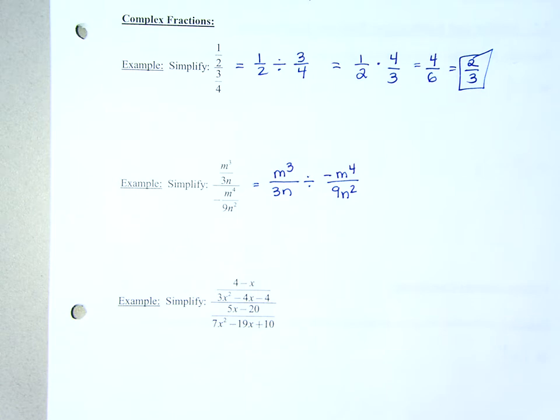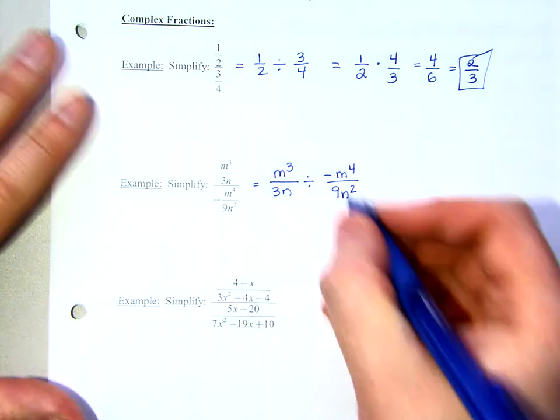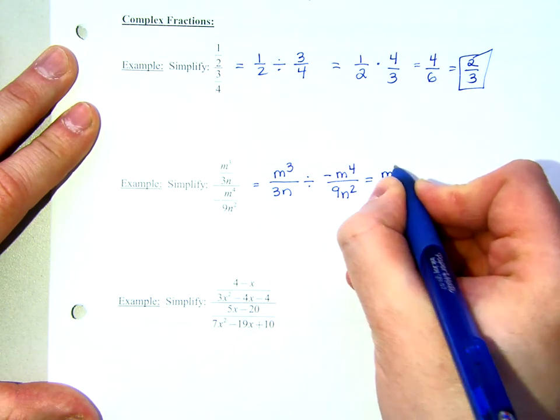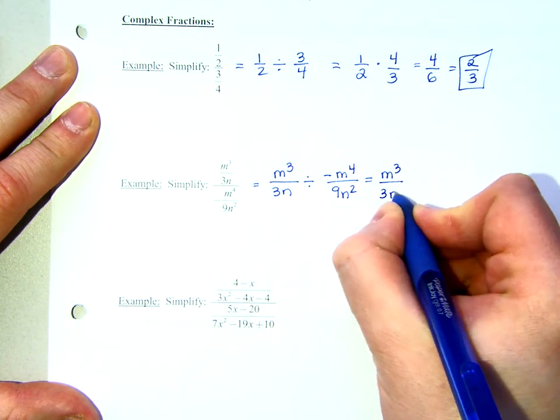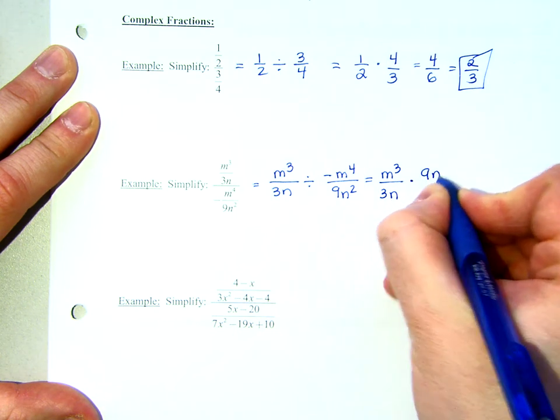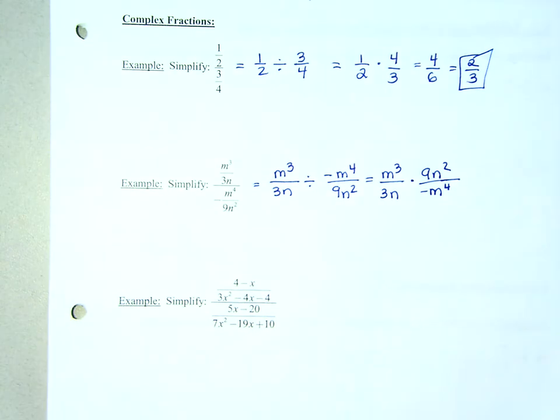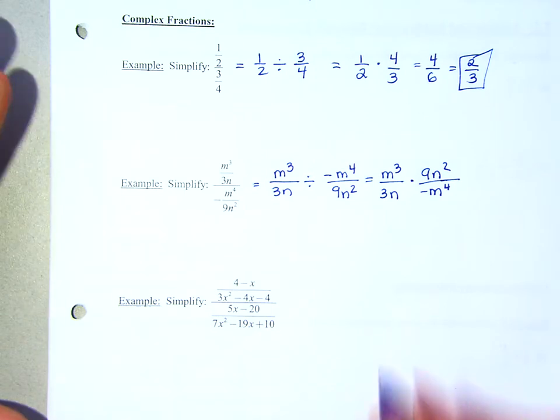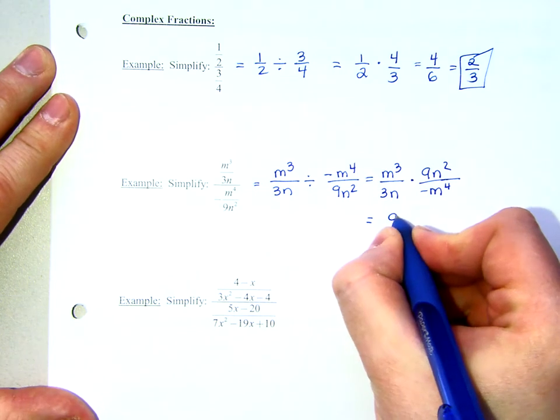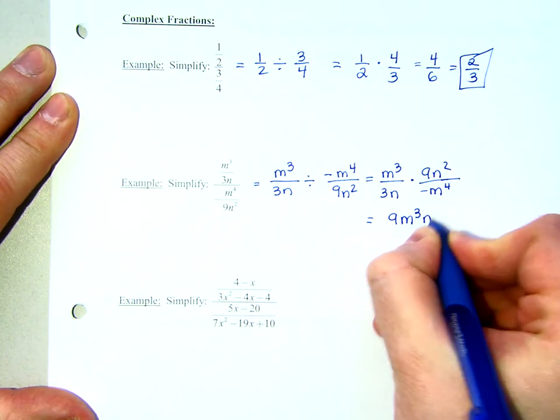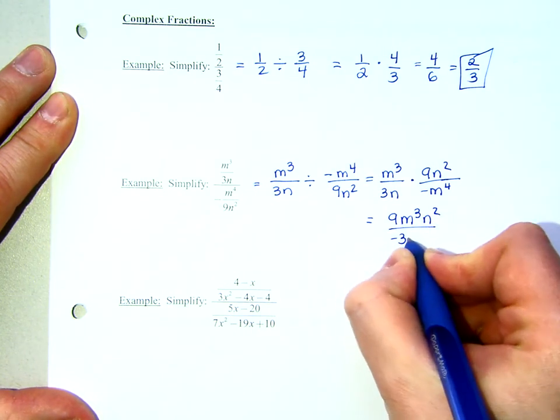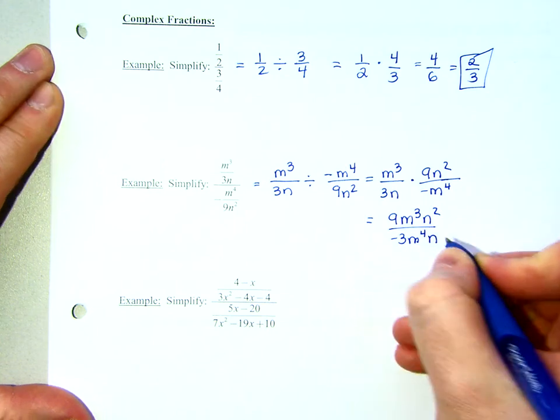Tyler, now what? Do the reciprocal. Yeah, not really doing this problem. I'm really going to multiply by the reciprocal. So m cubed over 3n times, and of course, just be careful with your m's versus n's. There isn't really any factoring stuff here. That's okay. This is really just kind of like a laws of exponents problem. I'm going to say 9m cubed n squared over negative 3 m to the 4th n.